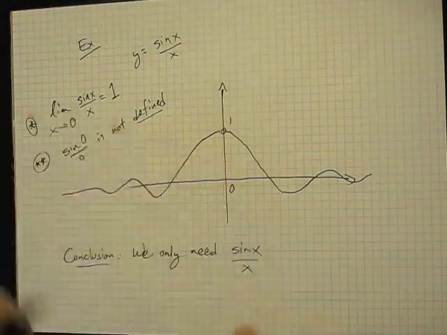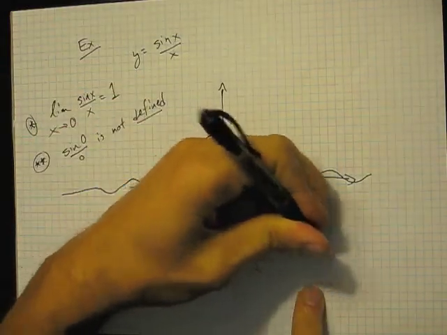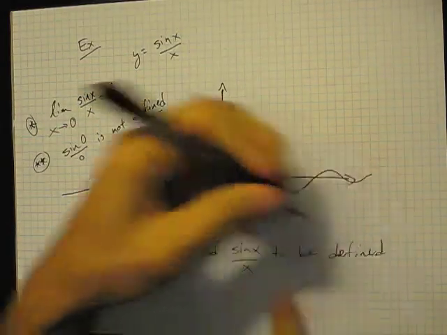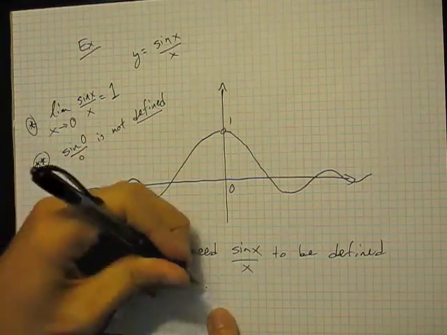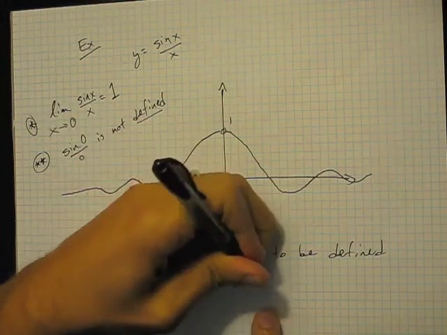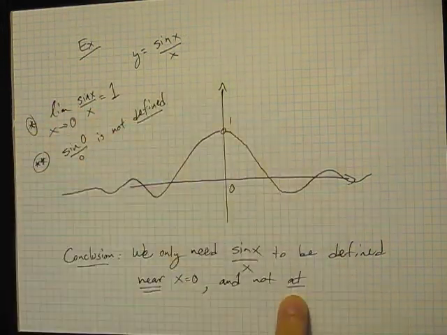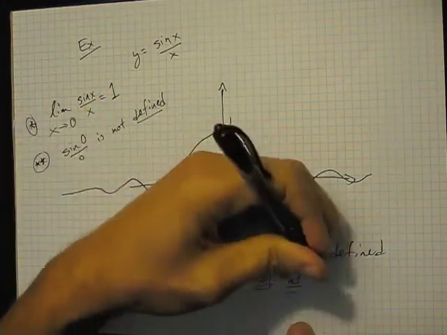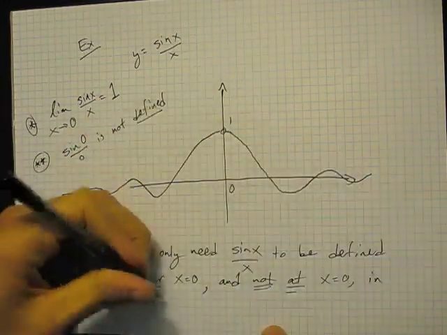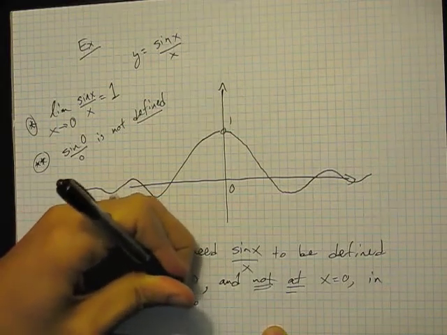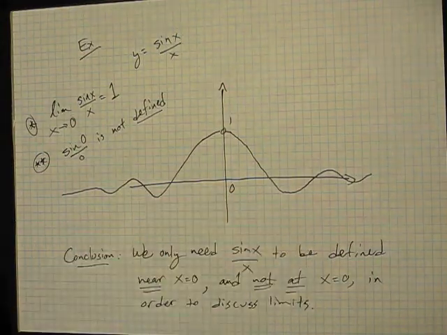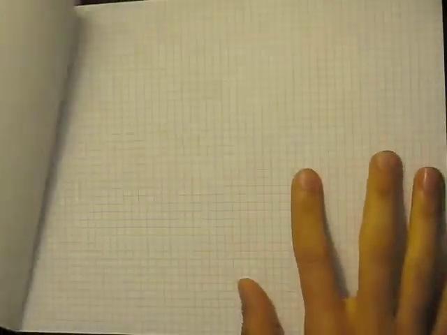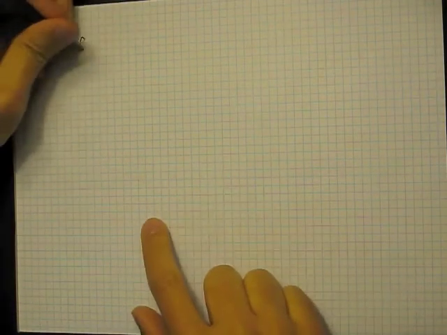We only need our function to be defined near when x is equal to 0, and not at x equals 0, in order to discuss limits. Okay, good. So we can talk about one-sided limits as well.